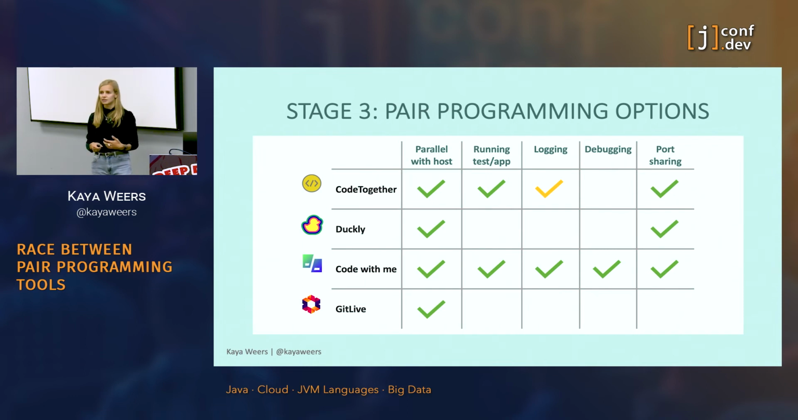So for Duckly and GitLive, it's just not possible to start that. The host has to do it. And for the other tools, it is possible. And then it only makes sense if you can see something, right? If you only start it and everything will run there, you don't have the added benefit of it. So you want to see logging, for example. With Code Together, you can see most of the things, but in case of running a test, you only see the test outcome, like if it succeeded, and not all the things in between. And in Code With Me, you will just see everything the host sees.